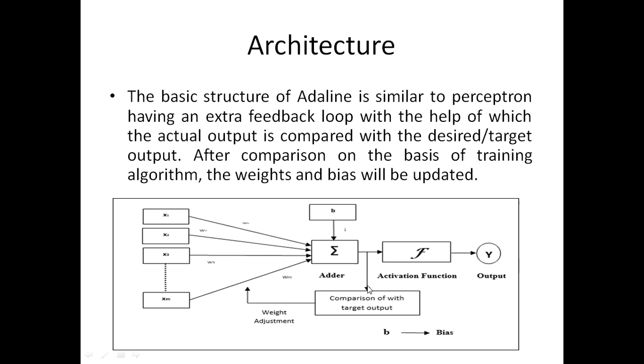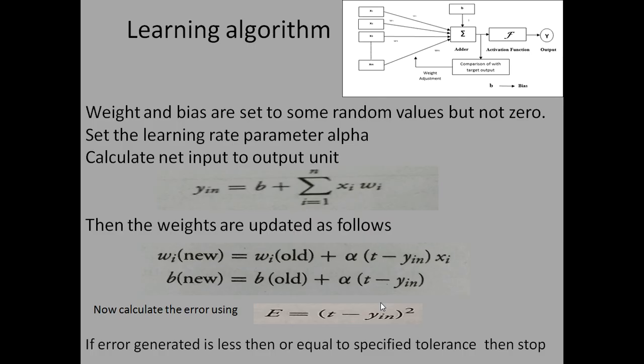With respect to perceptron, we have an additional thing here, an extra feedback loop that is used for calculating the error. The output that this network gives after computing the sum is compared with the desired output. We get that value, and accordingly we update the weights if it is not within the tolerance. Let's see the learning algorithm.